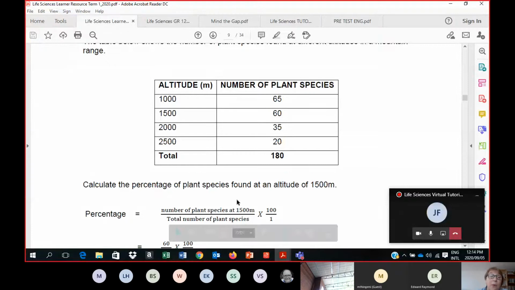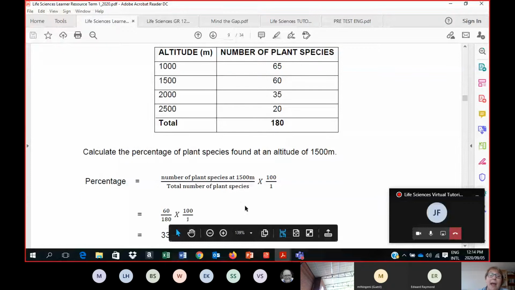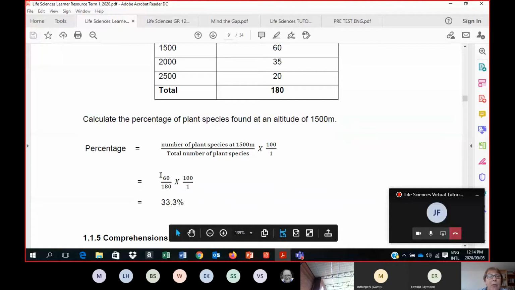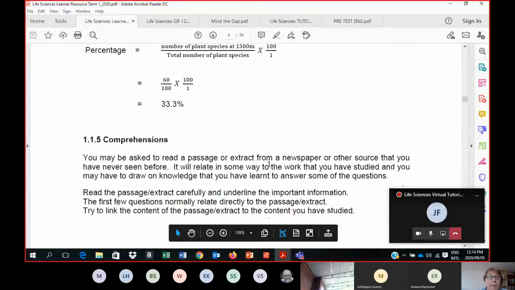So there again, we've got a little formula over here. It's the number of plant species at 1,500 meters, so that's 60, and then of the total, so the total is 180. And you multiply that by 100 to convert it to a percentage. And there we go, we've substituted correctly, and our answer is then 33.33%. So this is also something that you should be able to do.